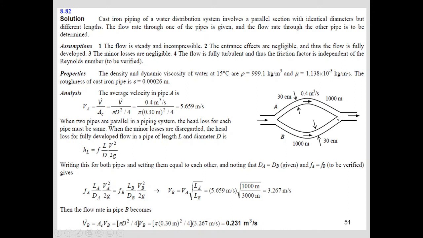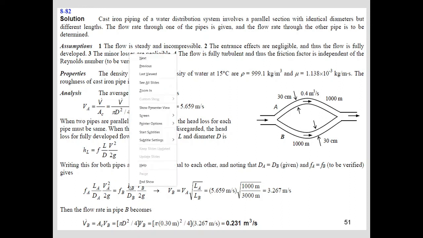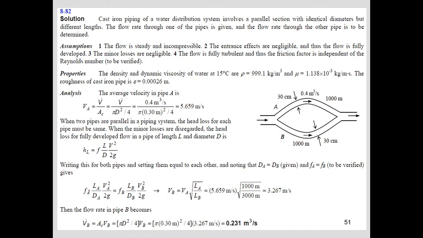However, the material used for both pipes is the same. We don't know the F yet, but you know that the major losses for pipe A are equal to the major losses for pipe B. Then you use this equation and cancel F. What is different is L and V; the diameter is also the same. You can cancel F, and also D, and also 2G. So FA equals FB, so we can cancel this part. D and 2G are the same for both pipes, so you can also cancel them.